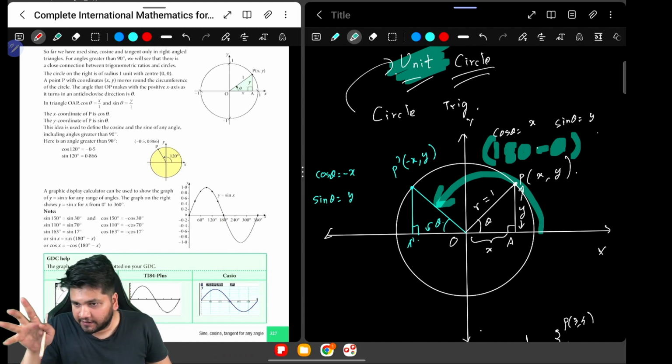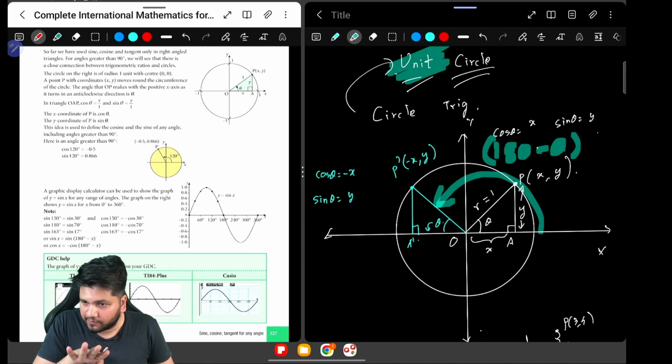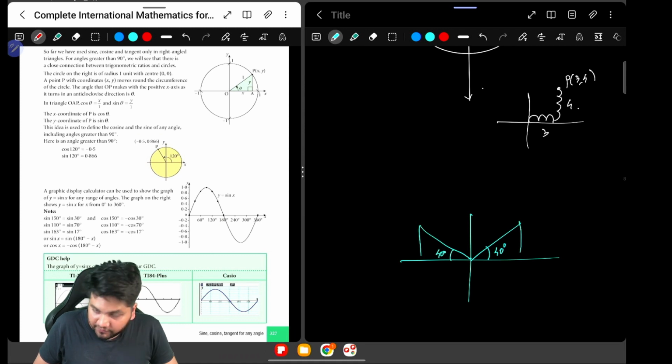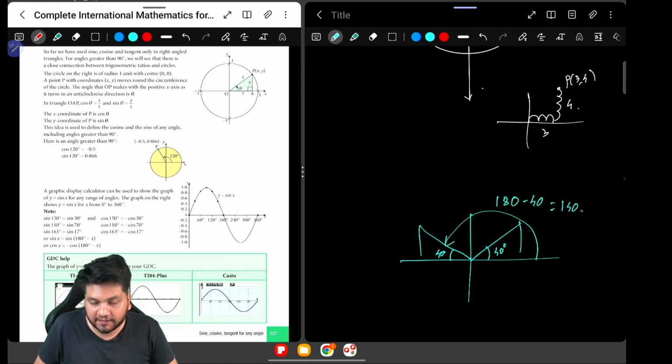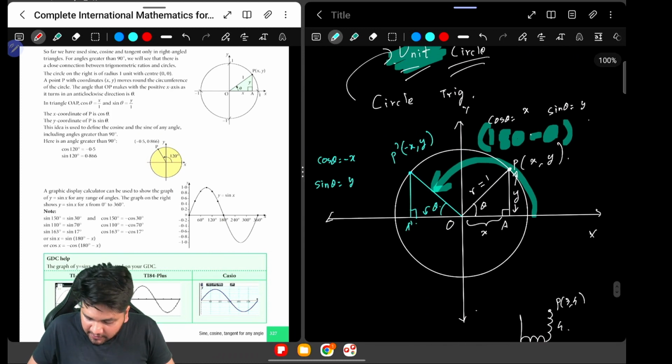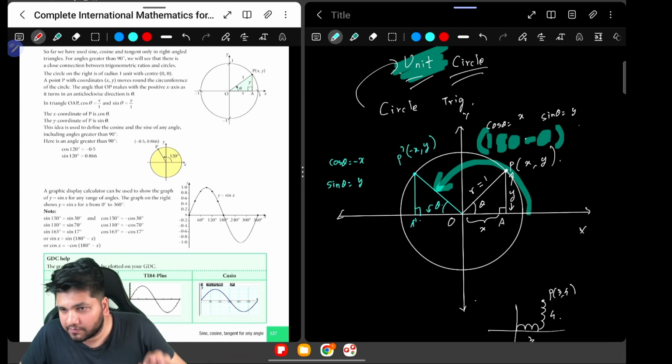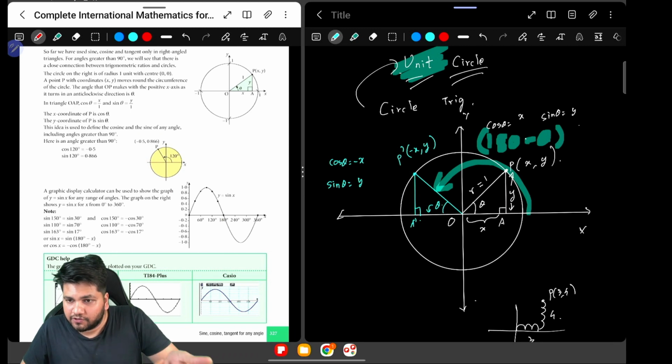Theta OAP, theta OA dash P dash, both are congruent, no problem. But with respect to the x-axis, let's say this theta is 40 degrees. I'm making a triangle congruent and this angle is also 40 degrees from this side. But do you agree this angle would be 180 minus 40, which is 140? Correct. So similarly here in general, blue theta is different, but if I talk with respect to the x-axis, that same angle is going to be 180 minus white theta. Correct? Right.